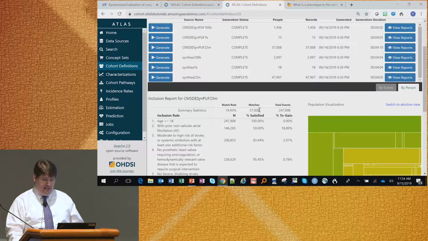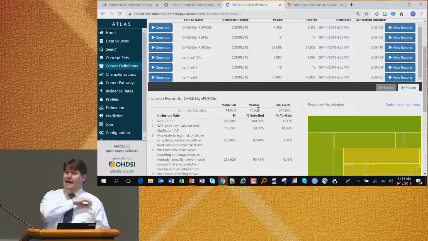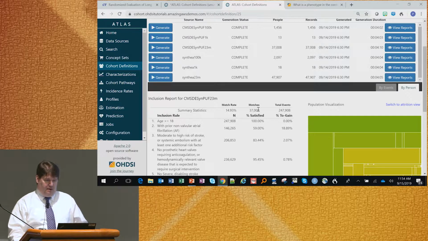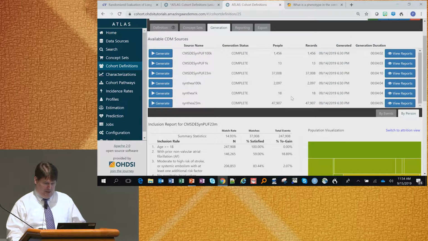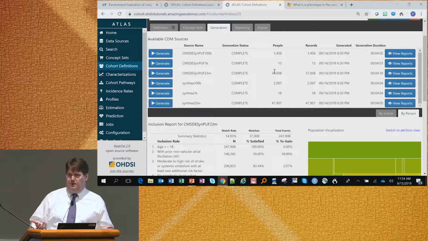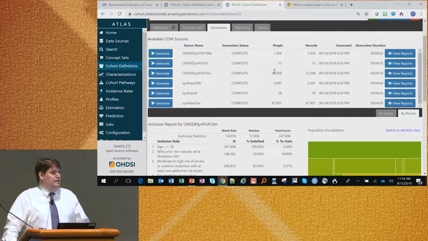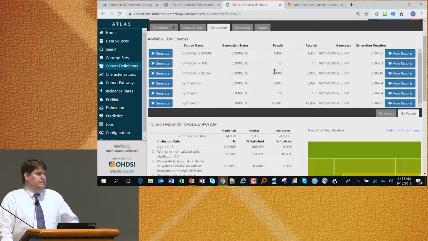The matches is telling you how many people had all the inclusion criteria. So total is like what you started with, and matches is what you ended with. Note, however, this number pretty much equates to this 3708 here. It's basically the people that got into your cohort. Make sense?